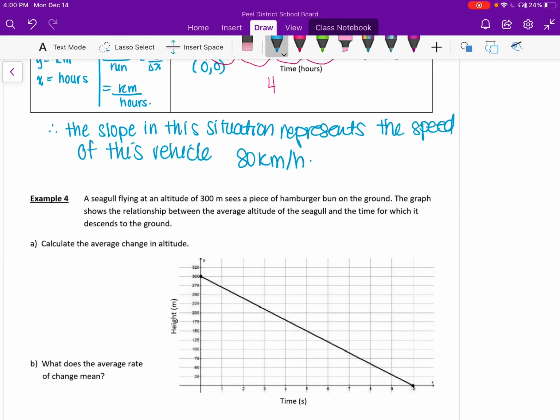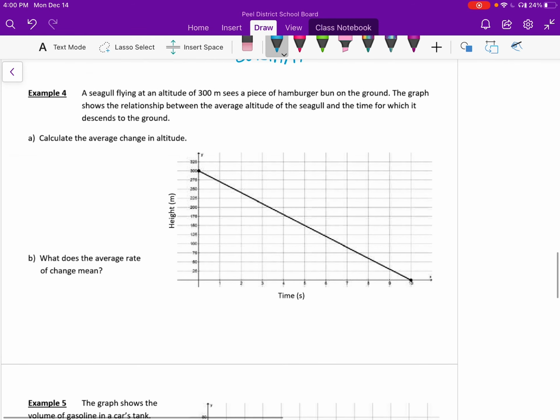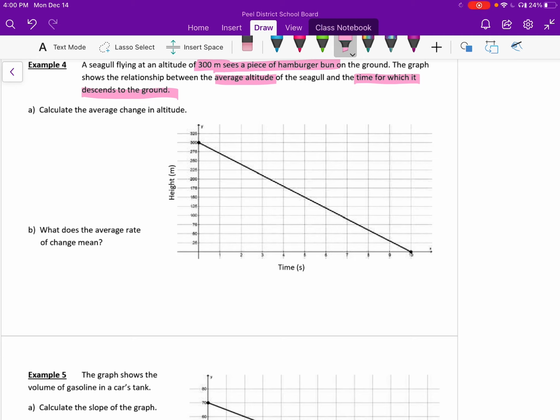Okay? So moving on. A seagull is flying at the altitude of 300 meters, sees a piece of a hamburger bun on the ground. The graph shows the relationship between the average altitude, so how high up it is, and the time for which it descends to the ground. Right? What you want to find is the average change in altitude. So this is probably when he hits the ground, right? And he picks up that burger bun, and this is where he started. So he started off 300 meters high. We're going to just calculate the rate of change.